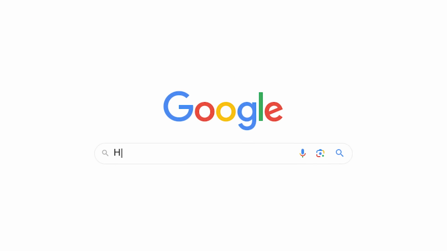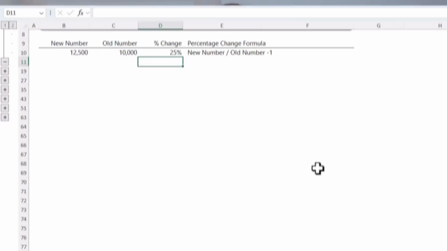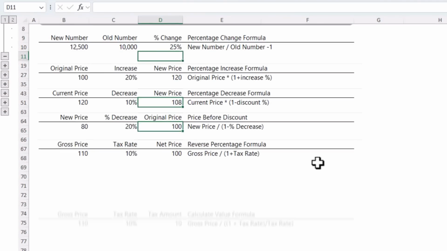If you've ever Googled how to calculate percentages in Excel, you're definitely not alone. Turns out most of us learn percentages in school, but totally freeze when Excel gets involved. So in this video, we're skipping all the complicated stuff. I'm going to show you easy Excel percentage hacks that you'll actually remember and can use at work today.